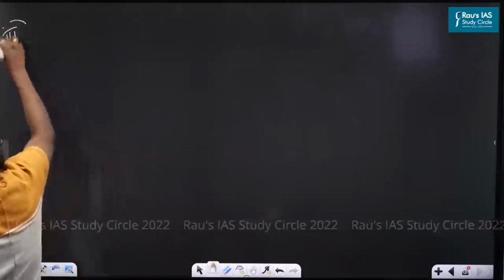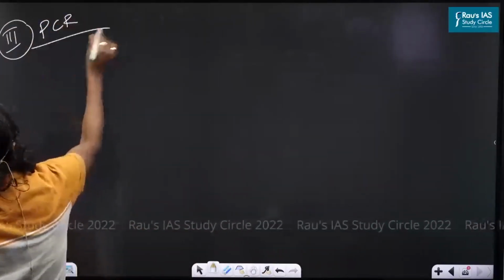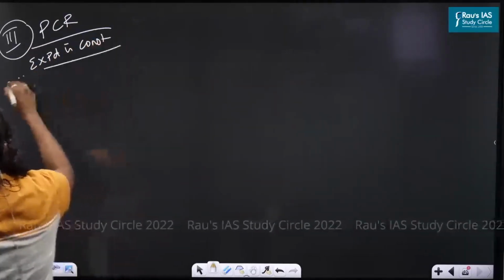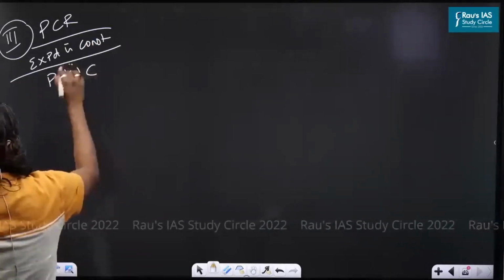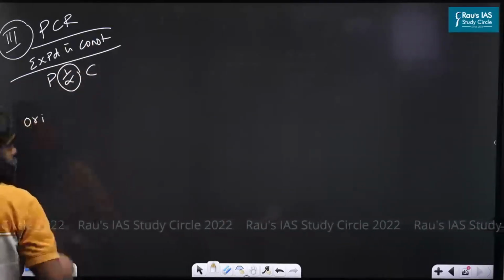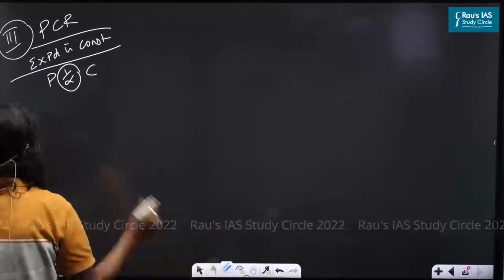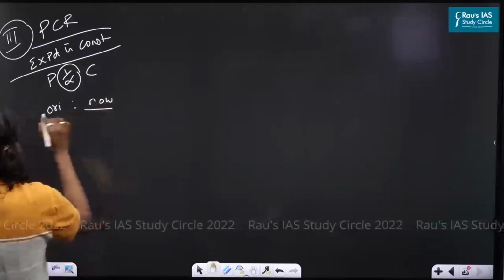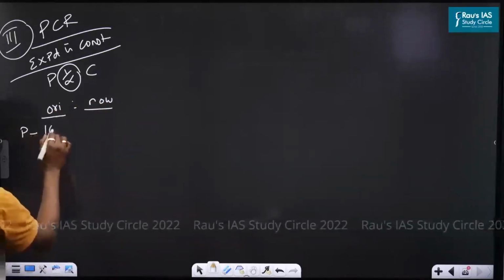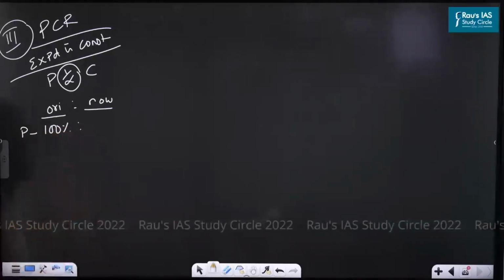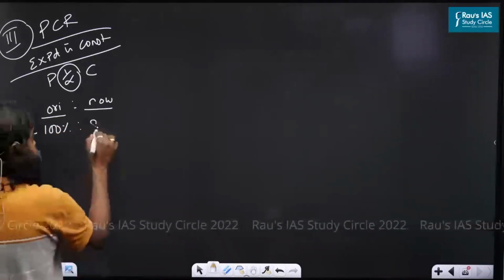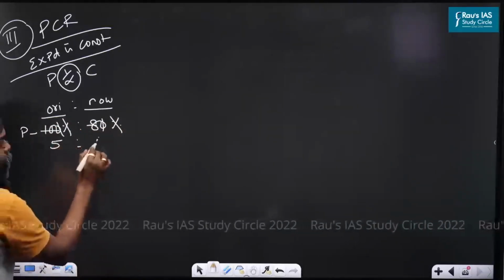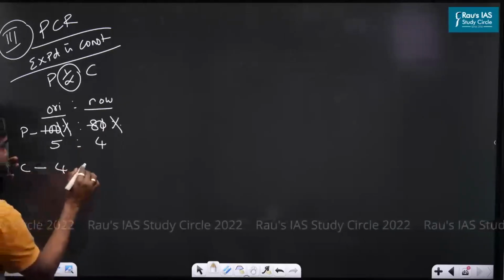Listen carefully. So expenditure is constant. What is the relationship between price and consumption? Inversely. Original, now. What is the original price? We don't know. Assume 100%. What happened to your price now? 20% decreasing, that is 80%. 5:4. So consumption is in the ratio 4:5.